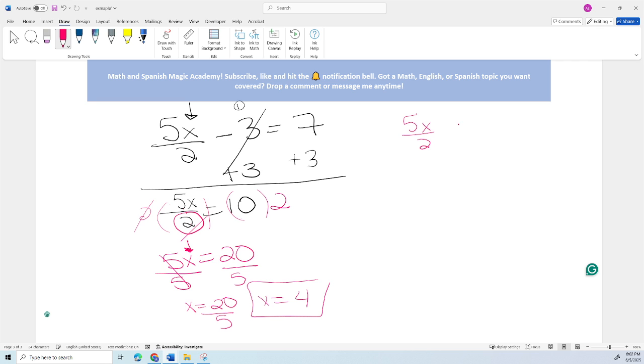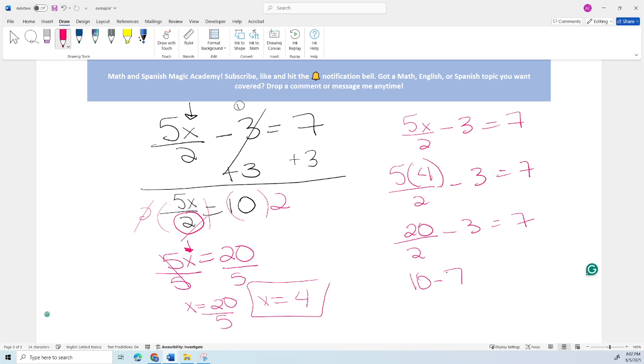5x over 2 minus 3 equals 7. I substitute x with 4. 5 times 4 divided by 2 minus 3 equals 7. We simplify. 5 times 4 is 20. 20 divided by 2 minus 3 equals 7. 20 divided by 2 is 10. 10 minus 3 equals 7. So 7 is equal to 7. So we are correct. We just finished solving equations involving addition, subtraction, fractions, and also parentheses.